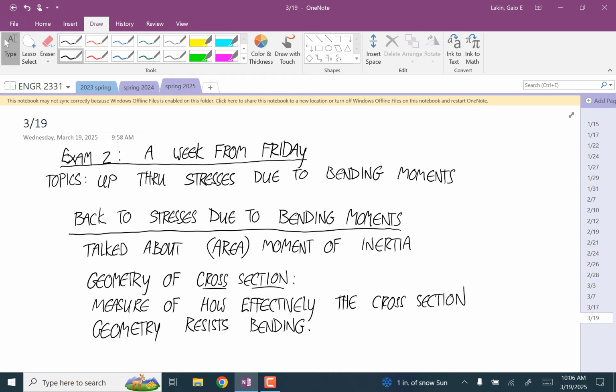So does that mean that something that's like 3 times as tall is like 27 times more resistant to bending? Yes. Well, yes, if the width is the same, that's right.